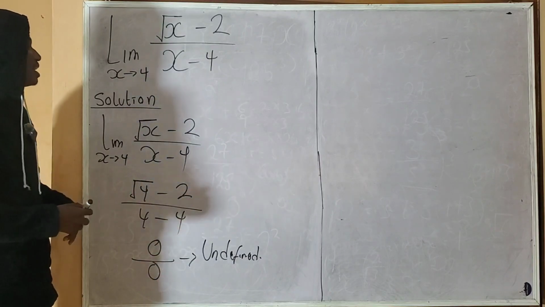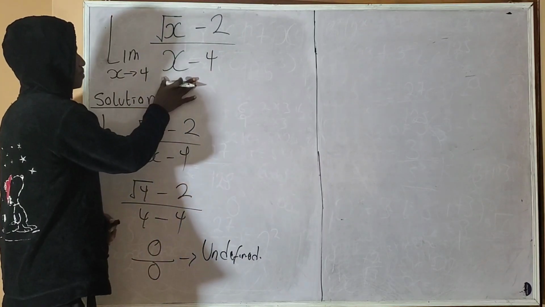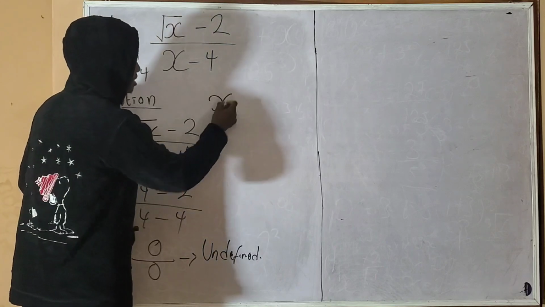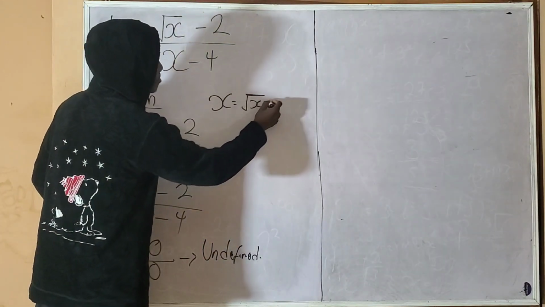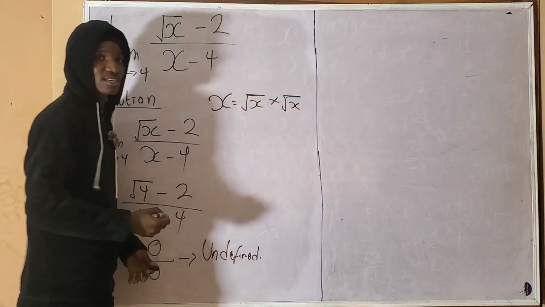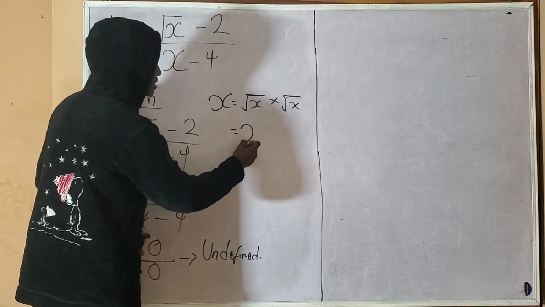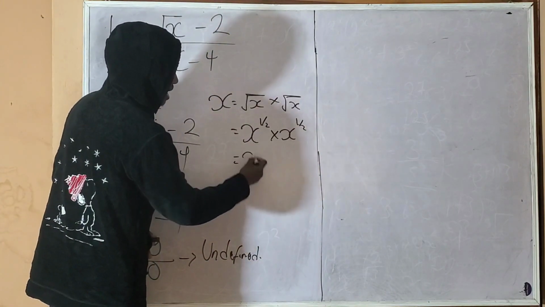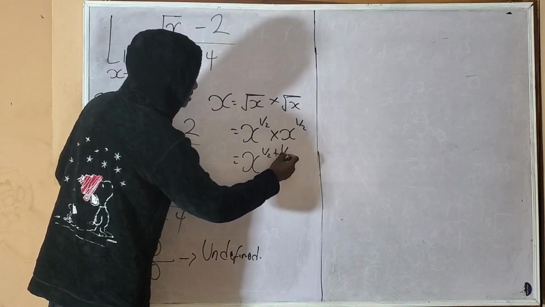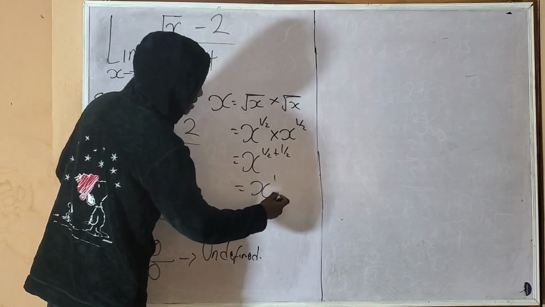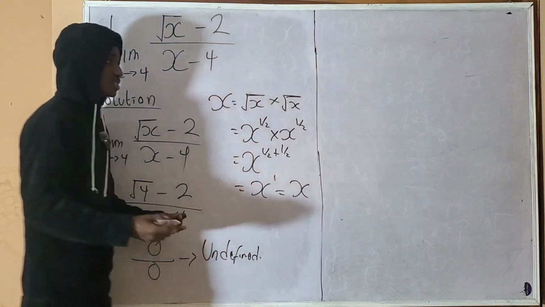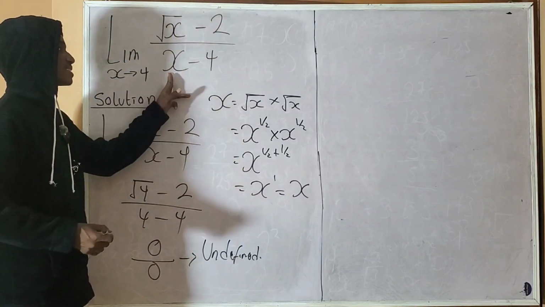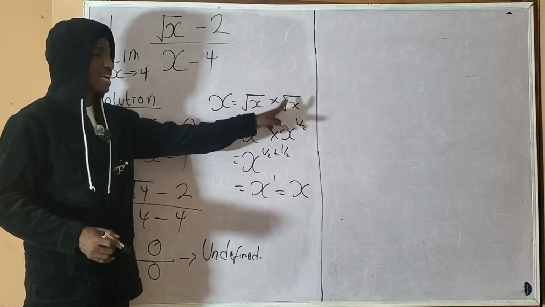Are you getting it? If you check the denominator, x can be written as square root of x multiplied by square root of x. Let's check. x raised to the power of half multiplied by x raised to the power of half is x raised to the power of half plus half. Half plus half is 1. x raised to the power of 1 is x. So we can rewrite the value of x as root of x times root of x.